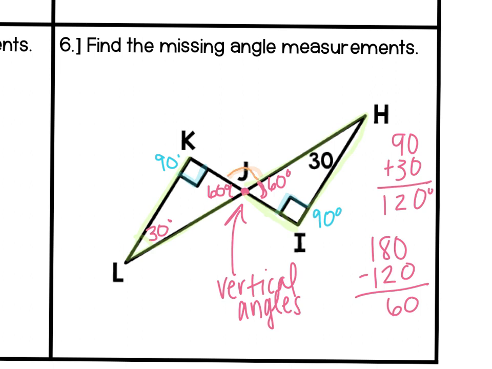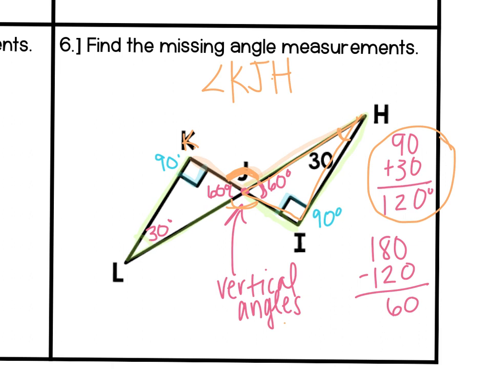And then before we finish up, let's try to find these right here, these vertical angles. And we know they'll be the same, so really we just need to find one. This angle over here, this one right here, would be called angle KJH. And that is an exterior angle to this triangle over here. And we can add 30 and 90, which we already did right here. So we know that that angle is 120 degrees.